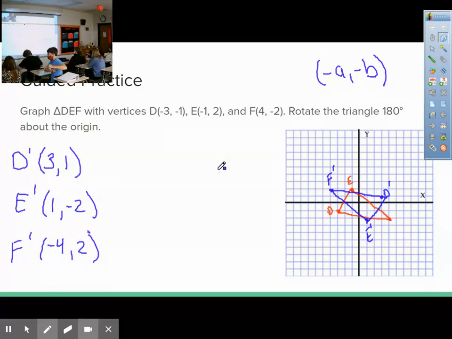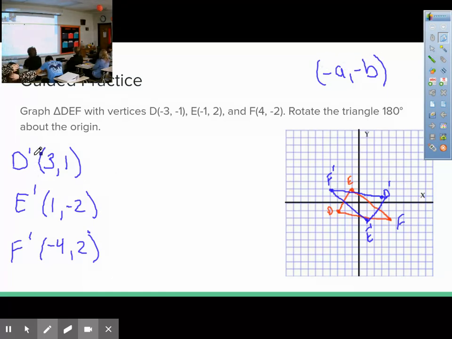On this one, it said graph triangle DEF, and D was (-3, -1), E (-1, 2), and F (4, -2). The red triangle is my pre-image. That's my original triangle. This right down here is F. Then it said to rotate it 180 degrees. Well, that just means opposite of A, opposite of B. So you just change the sign of both your x and y.